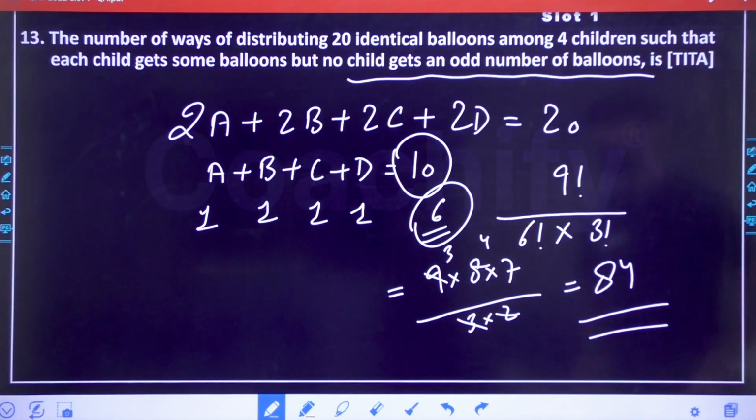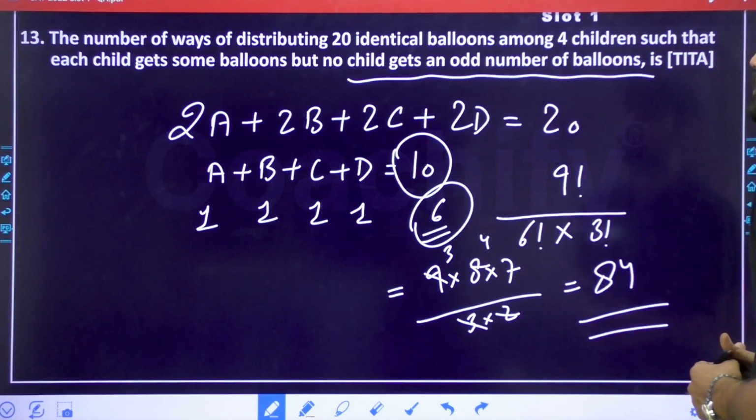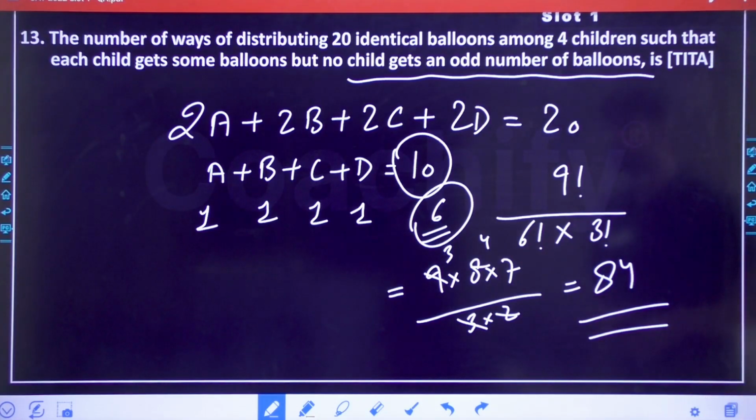So there are 84 ways to distribute 20 identical balloons amongst 4 children, such that each child is getting some balloons and no child is getting an odd number of balloons. That's the correct answer for this question. I hope you understand. This was based upon grouping and distribution of PNC.